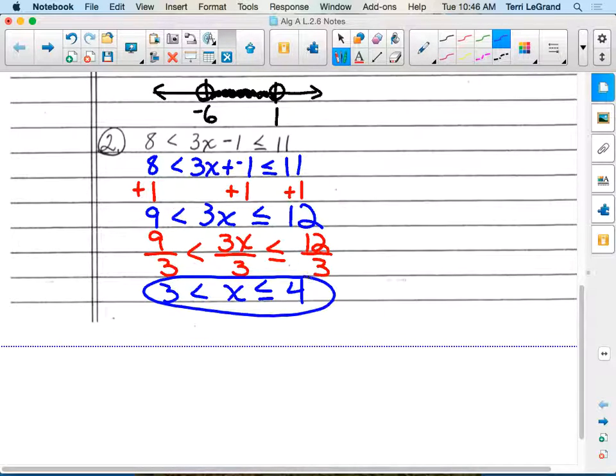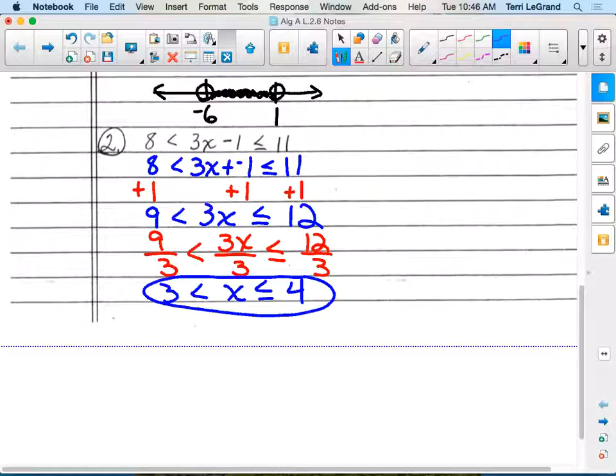And then we'll see if we agree. Do we agree? Okay. What is that saying the solutions are? What is that really saying? X, the part that we're going to shade, has to be what? Greater than 3, and less than or equal to 4.